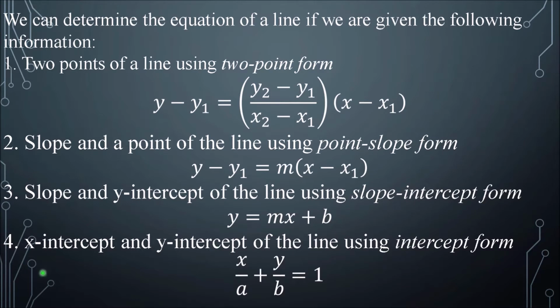Last, x-intercept and y-intercept using intercept form. So this is the intercept form wherein a is the x-intercept, b is the y-intercept. So once again, we can determine the equation of a line if we are given the following information.